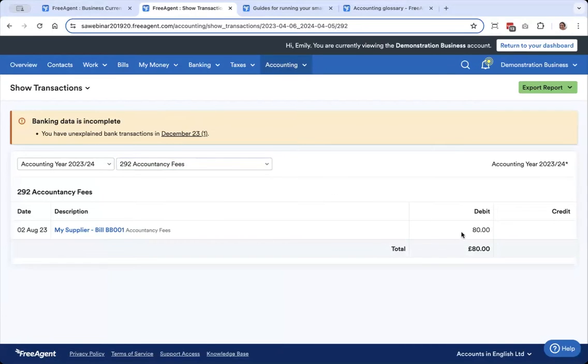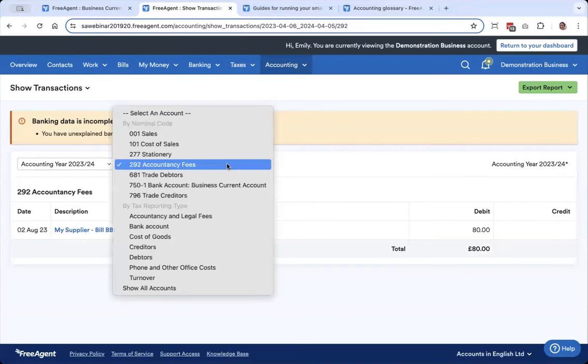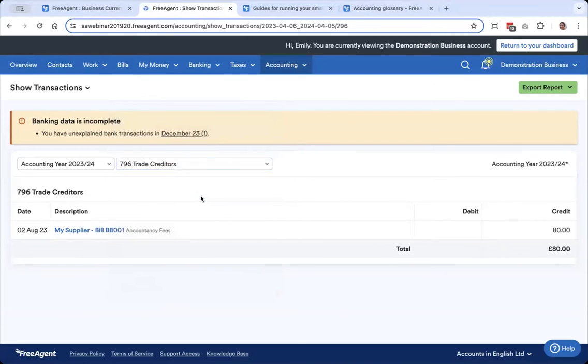What I've done there is I have debited this account, which is a day-to-day running cost. You'll see what I mean by day-to-day running costs just shortly when I show you the profit and loss account. So we've debited our day-to-day running cost. We've said we've incurred that cost. Our accountant has done a service for us. We have incurred that cost. The opposite entry to that, as we've seen before, is trade creditors. We owe some money to our accountant.